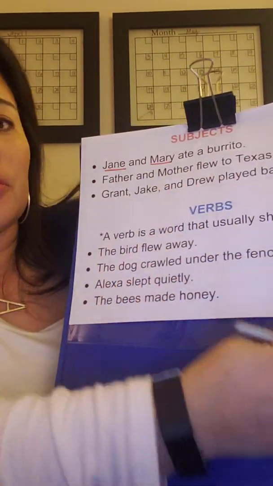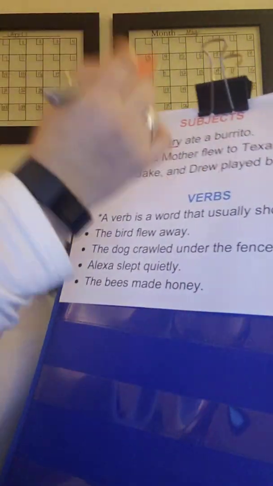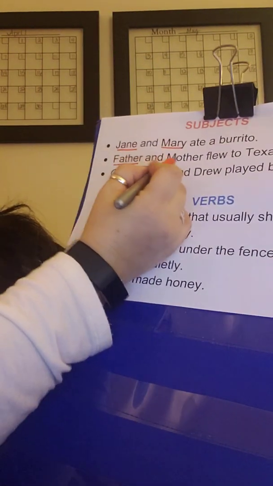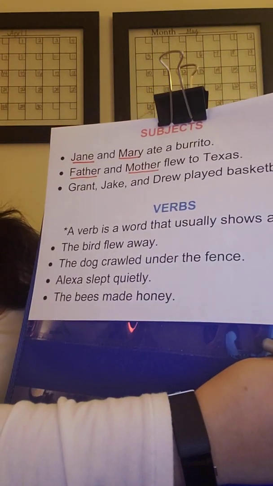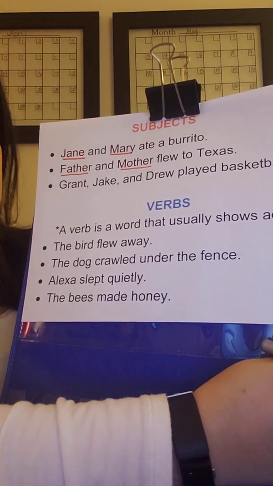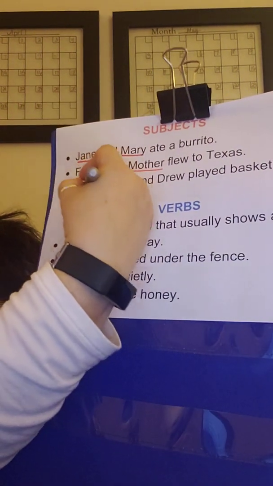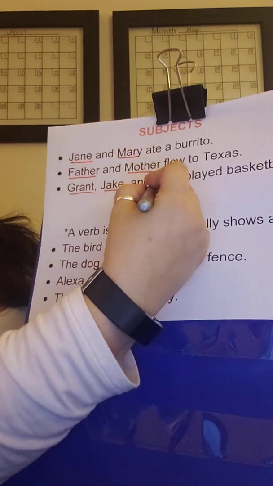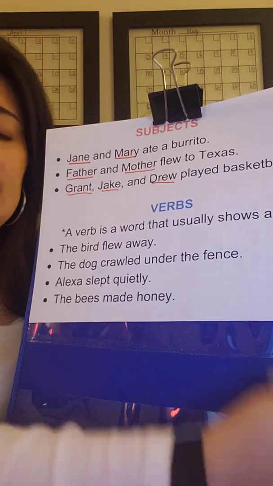Father and mother flew to Texas. The subject of that sentence would then be father, mother. Okay. Grant, Jake, and Drew played basketball. The subject of that sentence then would be Grant, Jake, Drew. So that sentence had 3 subjects in it.